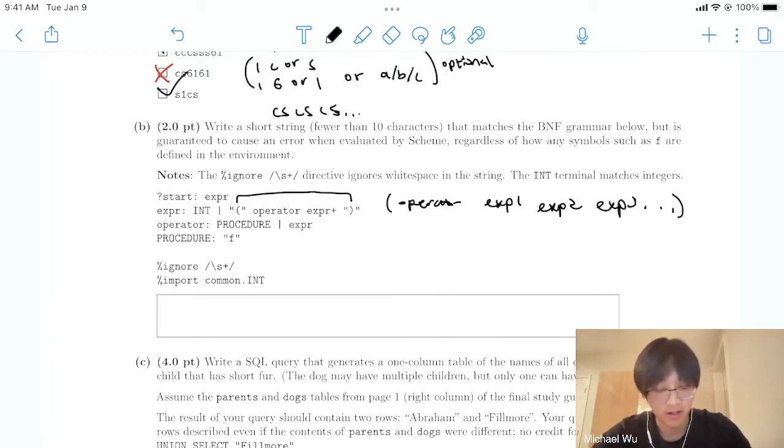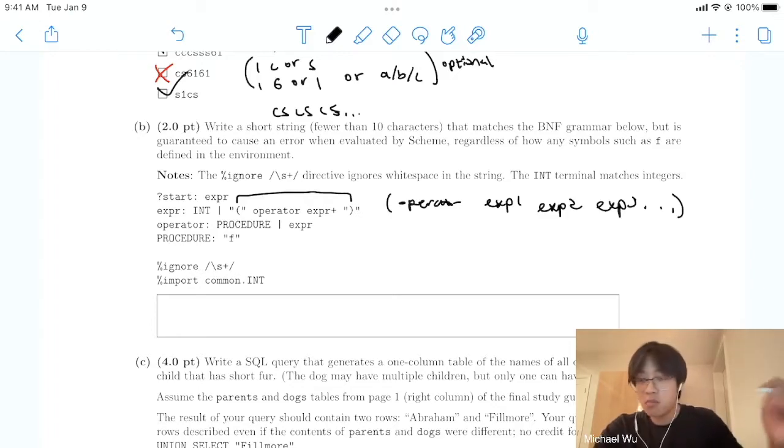And then it's defining what an operator is. An operator is either a procedure or another expression itself. And then a procedure is going to be just a symbol f that's defined in the environment. So we're going to assume that all the symbols are defined. So we're going to have cons, we're going to have if, we're going to have whatever Scheme procedures we have. Okay, so now with this structure in mind, let's think about what would cause an error when evaluated by Scheme.